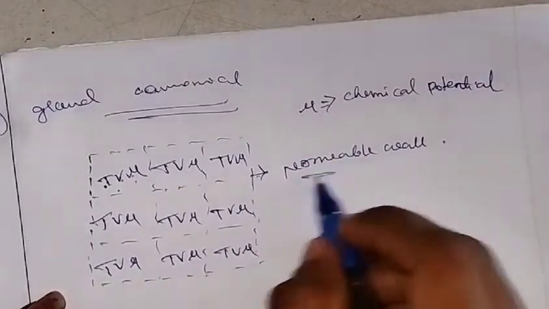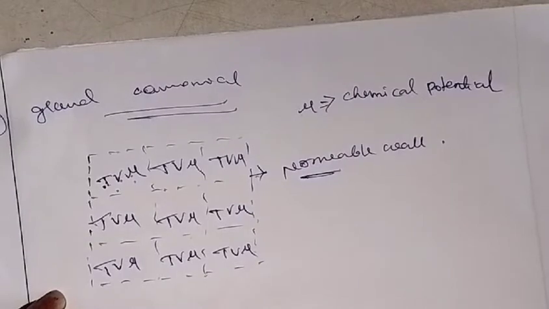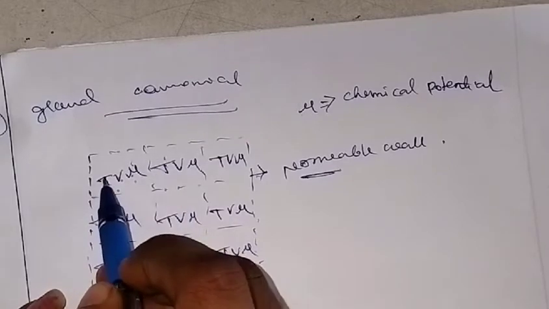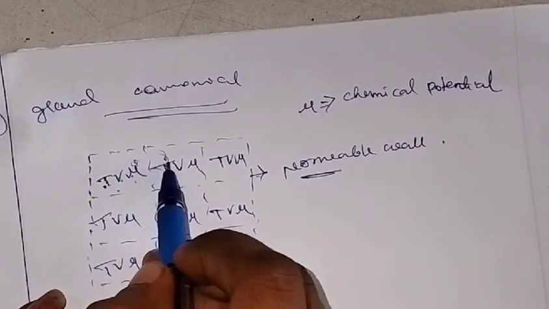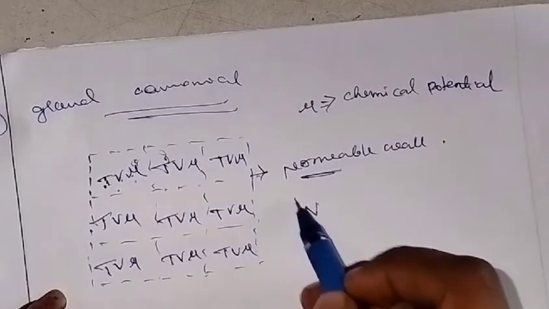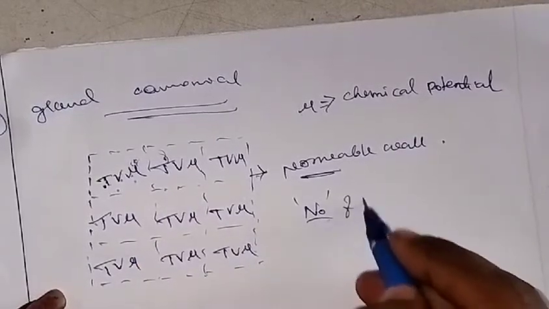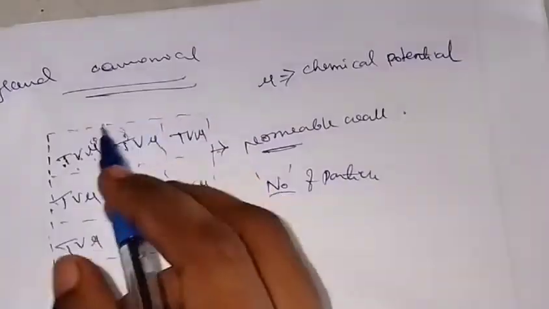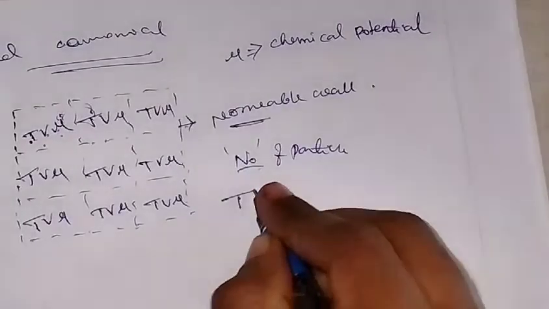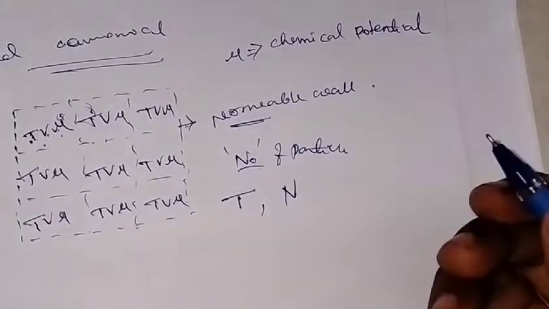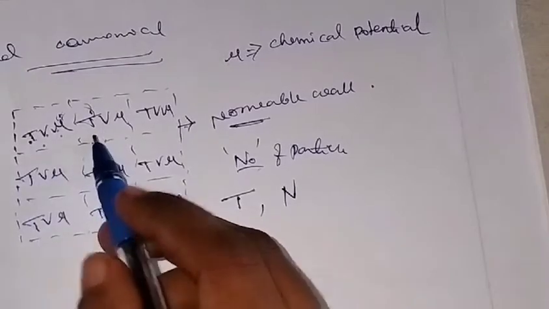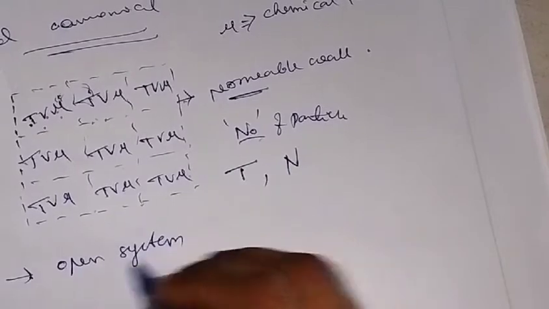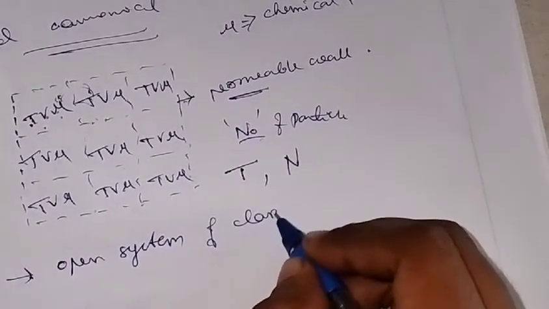We know that permeable means what? It has the ability to allow things to pass into the other assemblies. That means here temperature can be exchanged with the other assembly, as well as the number of particles, that is N. N means what? Number of particles or systems can be exchanged with the other assembly. So in this type of ensemble, there is an exchange of temperature as well as an exchange of number of particles with the other assembly. Hence it is similar to what? Open system of classical thermodynamics.